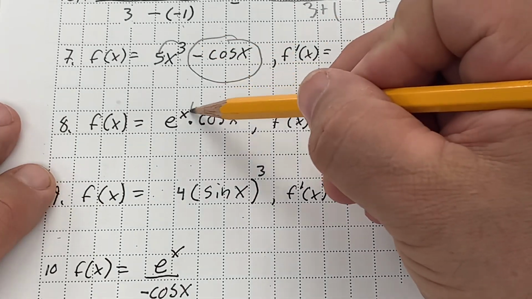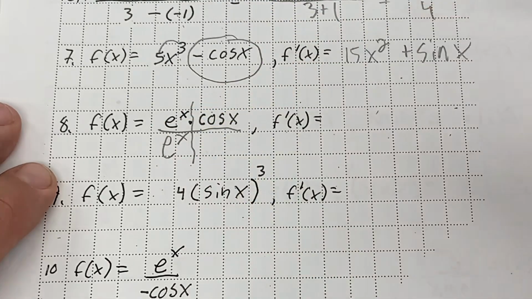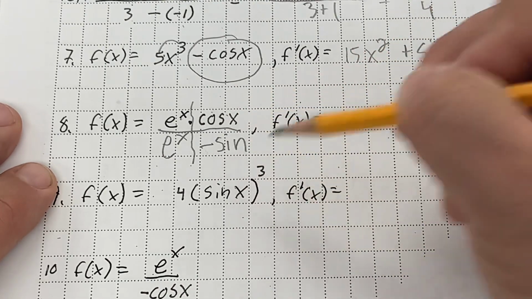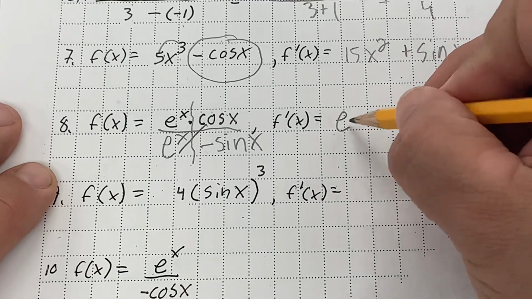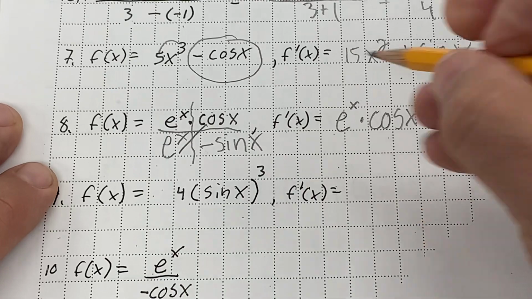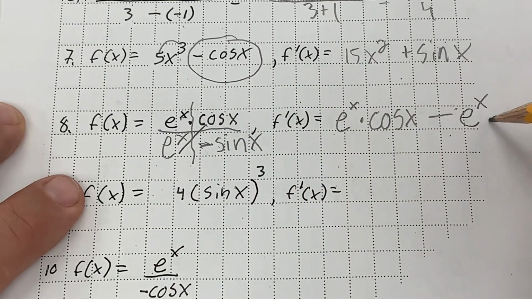Now we have to do product rule. So I'm going to crack it down the middle like an egg. The derivative of e to the x is e to the x. The derivative of cosine x is negative sine x. So I'm going to do my crisscross applesauce here. I'm going to do e to the x times cosine x. Minus, because this times this is a negative, negative e to the x sine x.